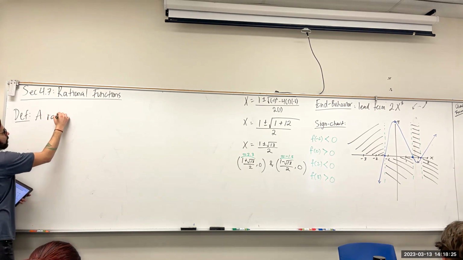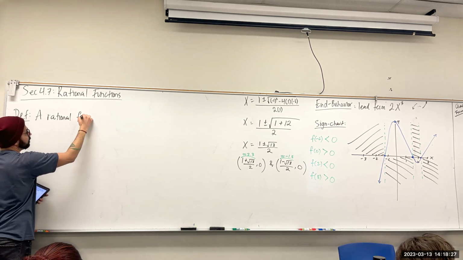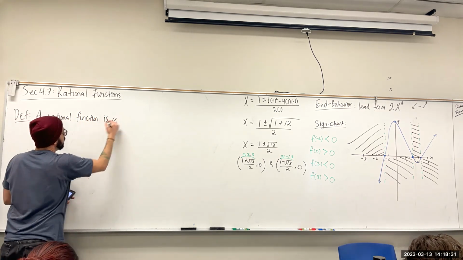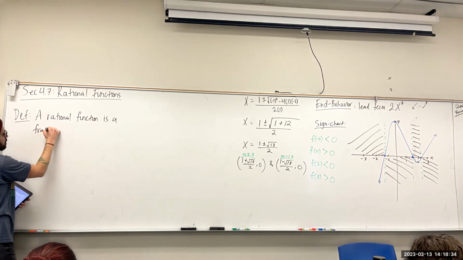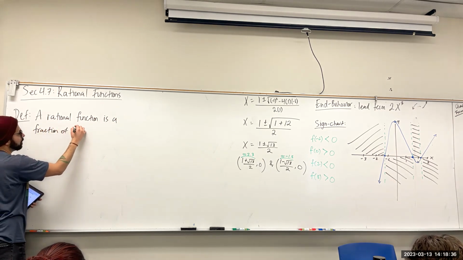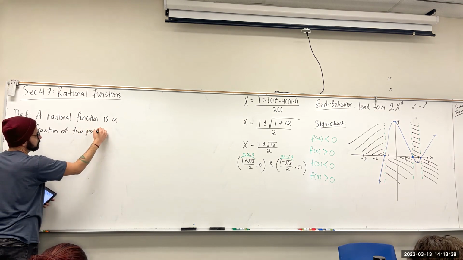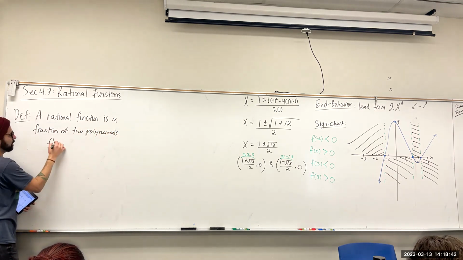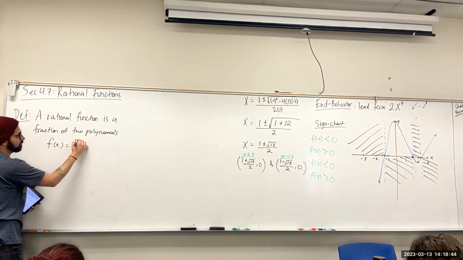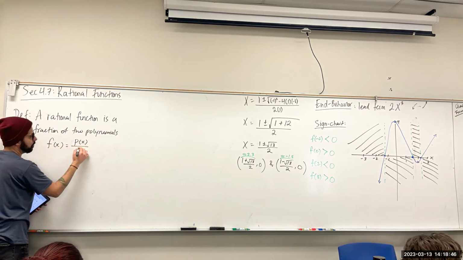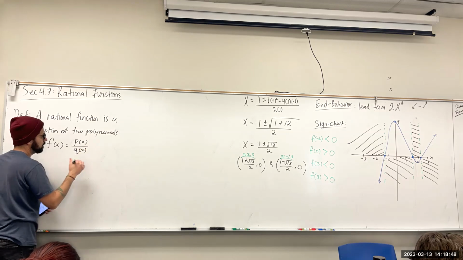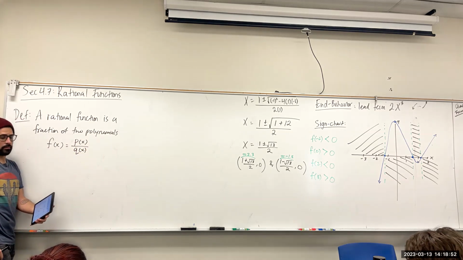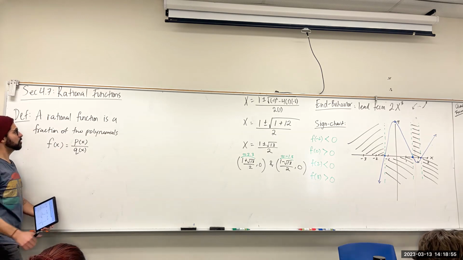So we're going to say a rational function is a fraction of two polynomials. Normally written like this: f of x equals p of x over q of x. This p and q have nothing to do with the p and q we just discussed, okay? It's just the notation for that.